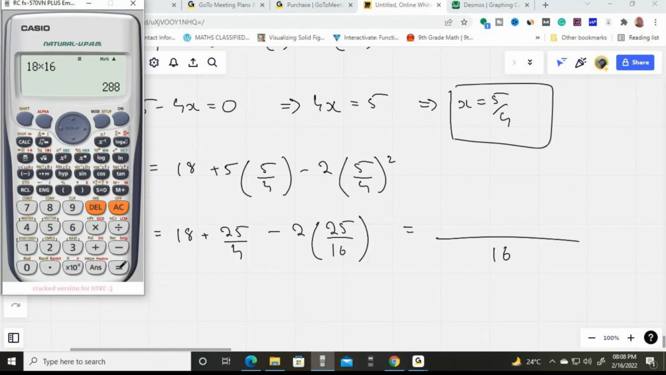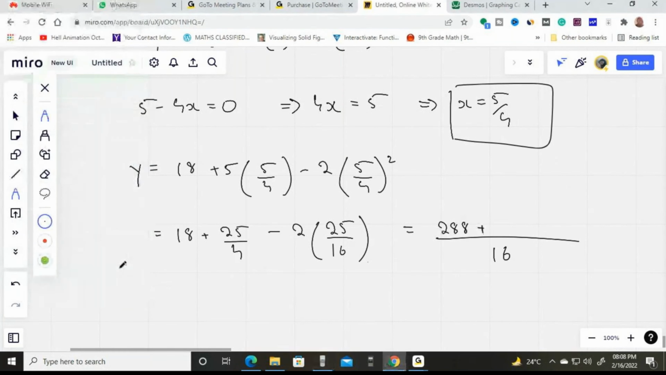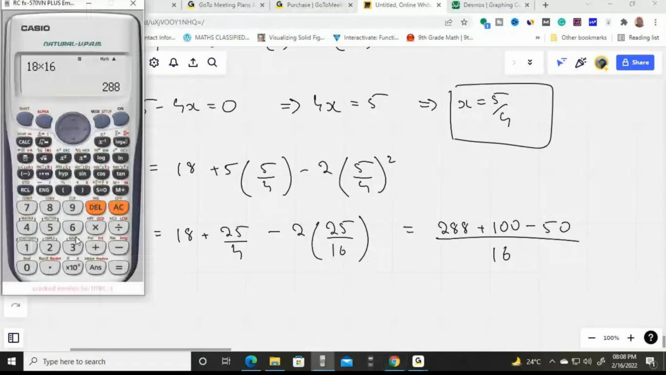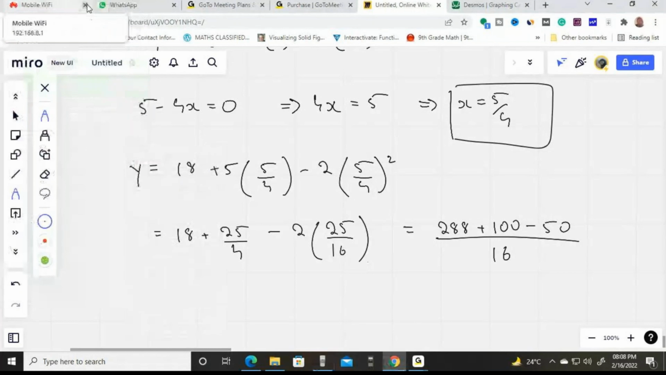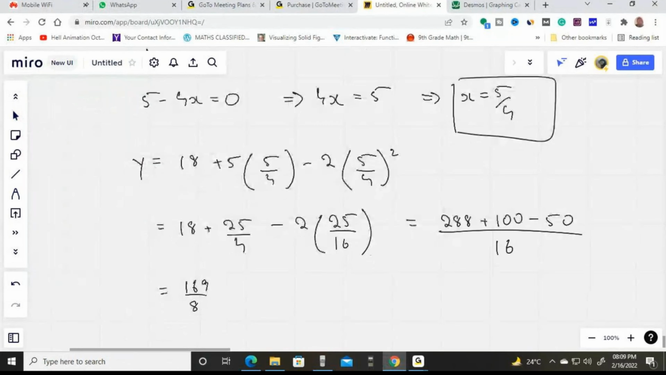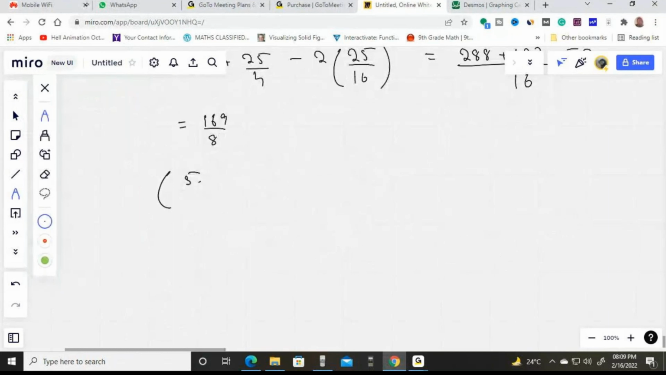288 plus 25 into 4 gives me 100 minus 50. So 288 plus 50 divided by 16, 169 by 8. So the turning point has x coordinate 5 by 4 and y coordinate 169 by 8.